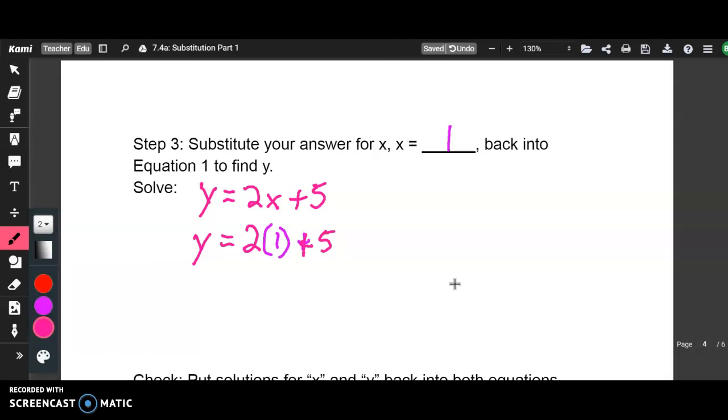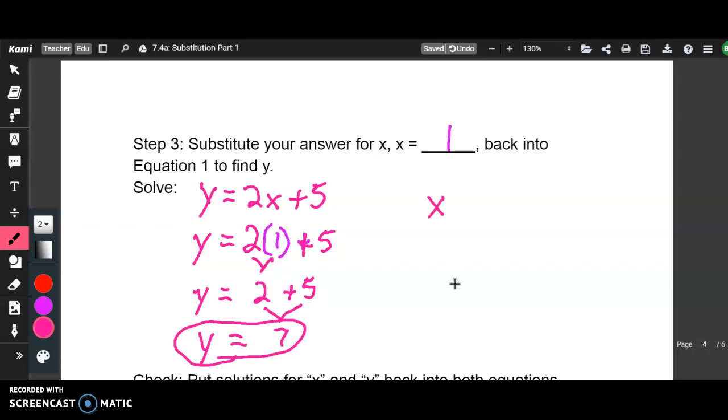So if I solve this, 2 times 1 is 2. So y equals 2 plus 5. 2 plus 5 is 7. So y equals 7. So now that I know both my x and my y, I can write this answer as an ordered pair. X and y. X comes first every time. So my answer was 1, 7. That would be the coordinate of where my two lines intersect.